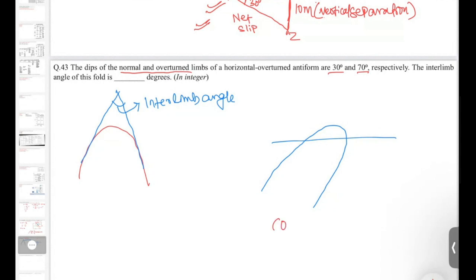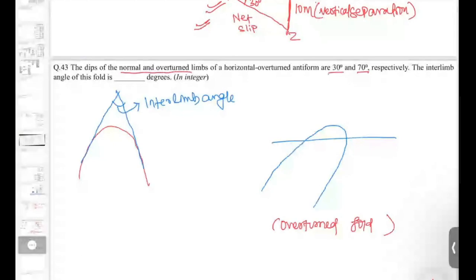Yes, sir. Yes, this is an overturned fold. Okay. What is an overturned fold? Can you tell me again? Two limbs dip in the same direction, but the angle of dip is unequal.